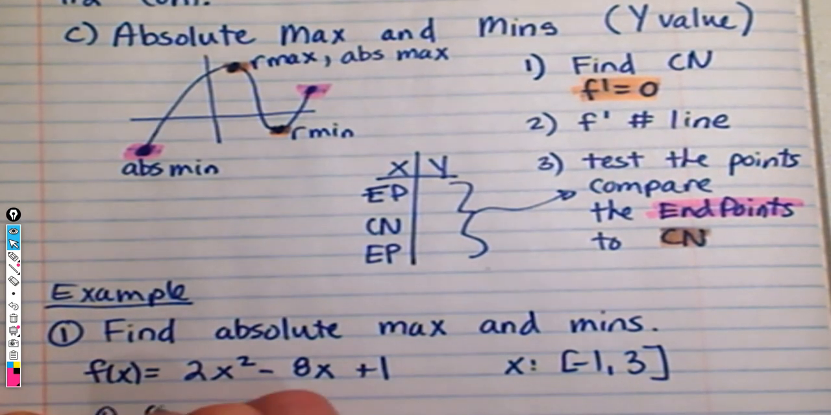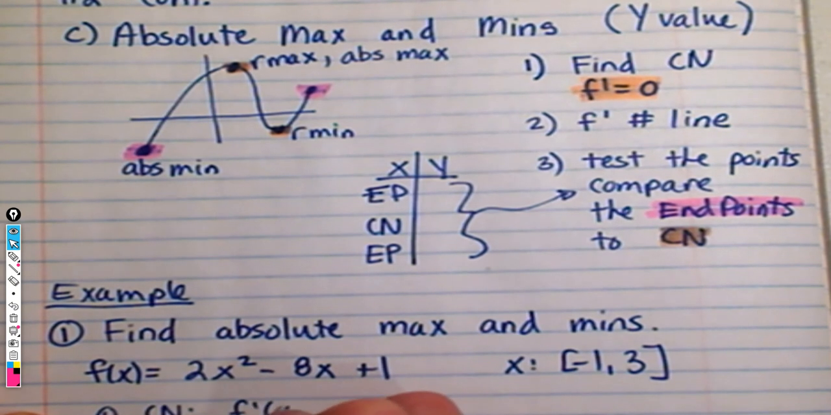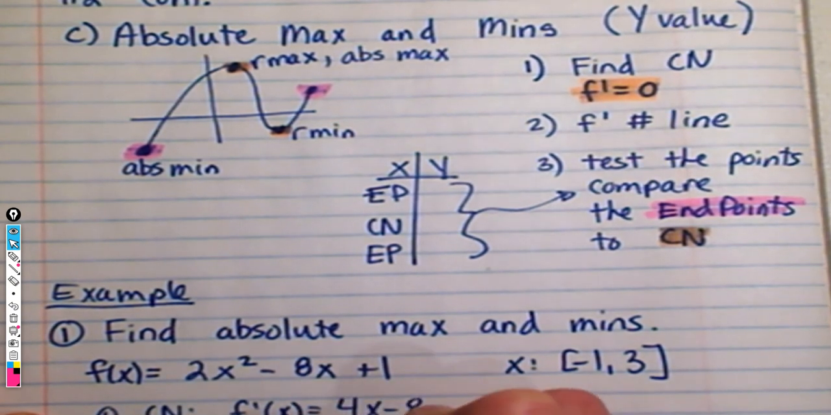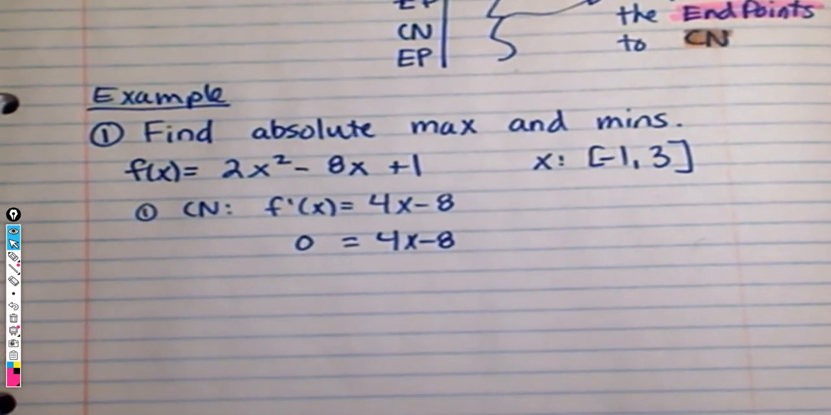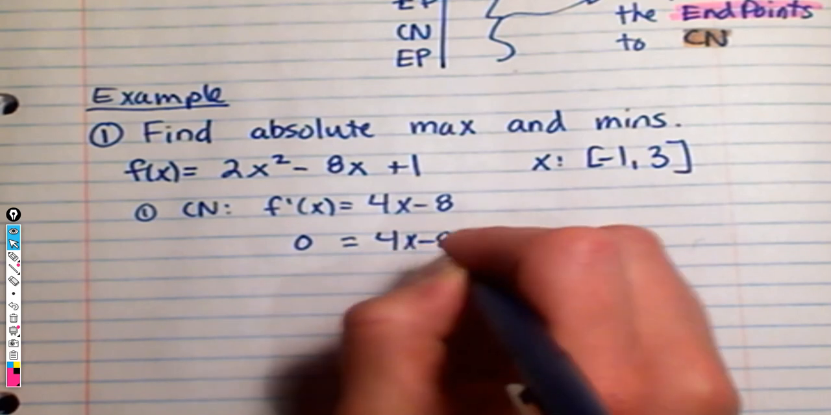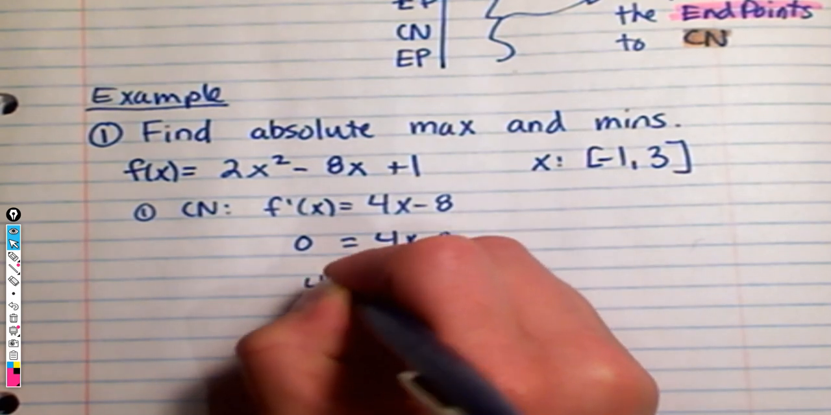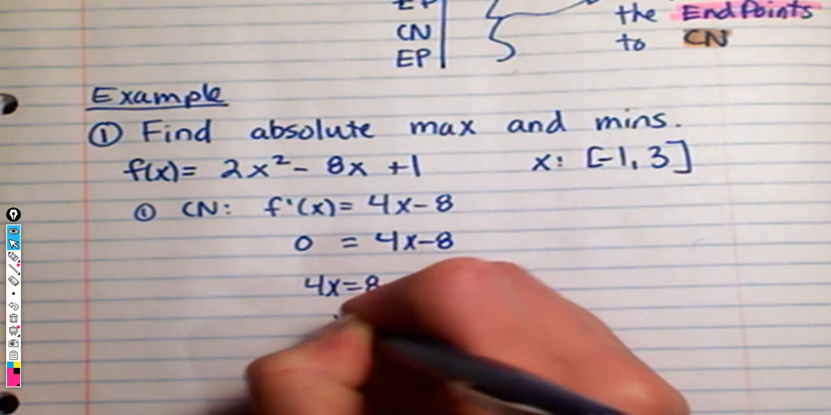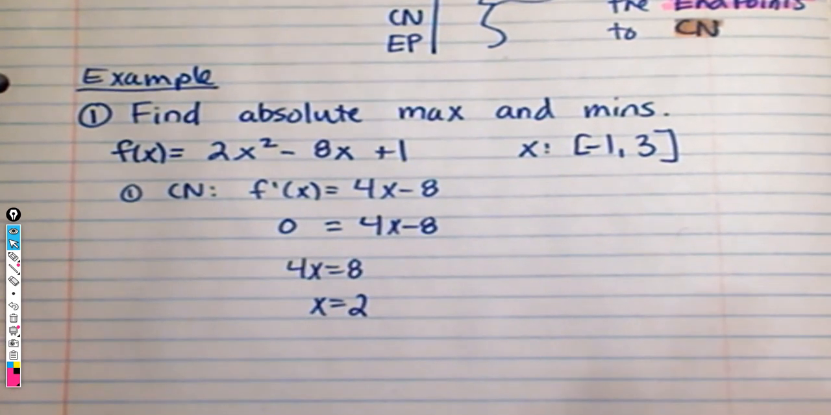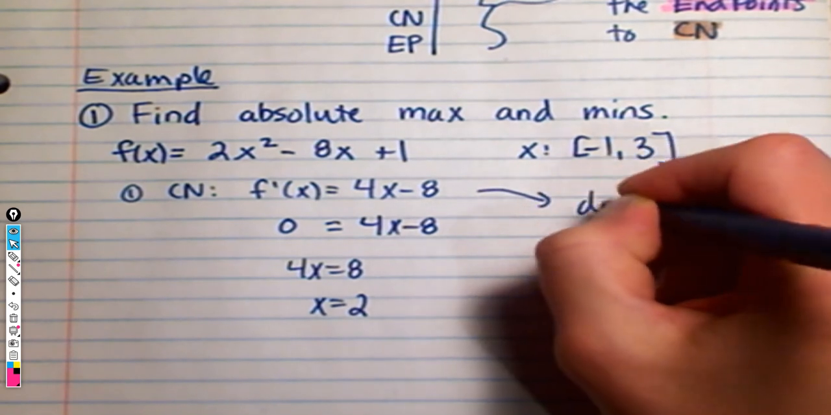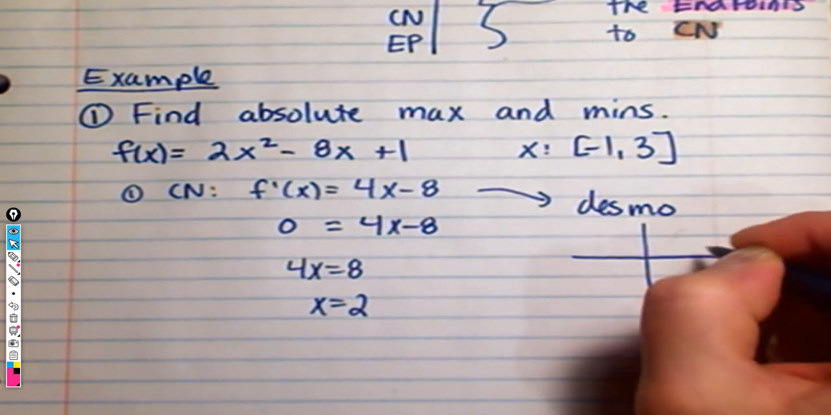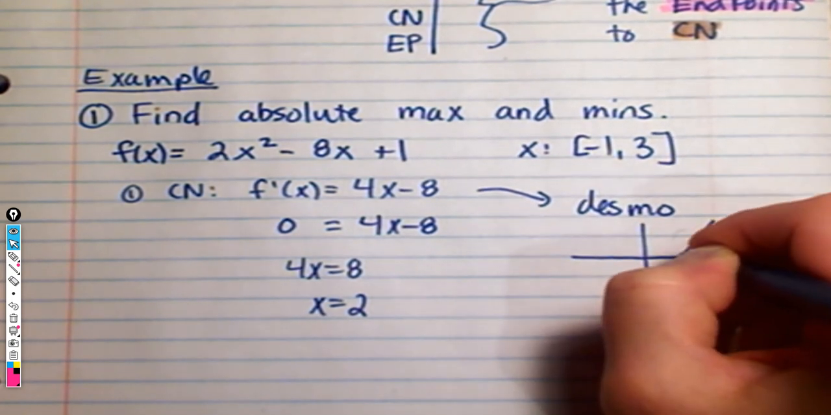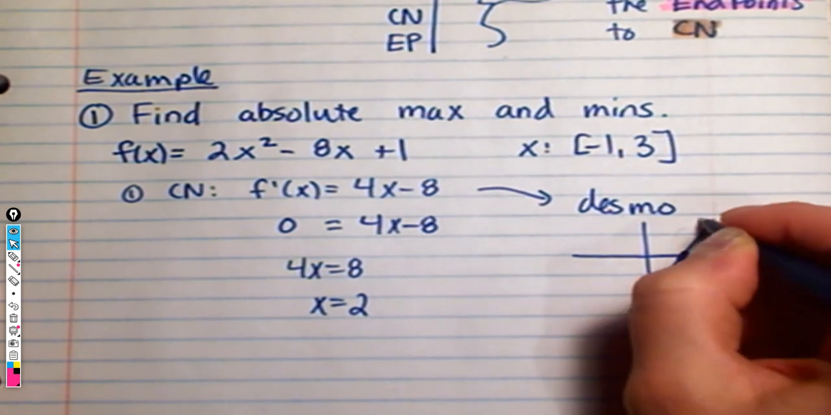First thing we're going to do is find our critical numbers. Critical numbers, here we go. x equals 2. I am also going to graph this in Desmos, and this is at x equals 2.